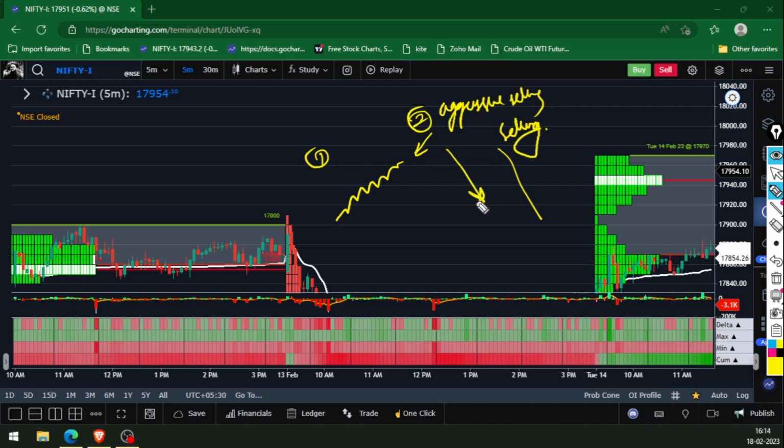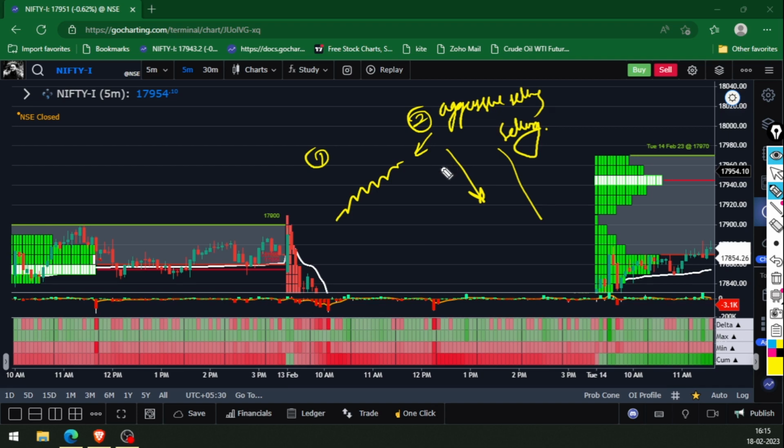I personally trade only these two; it is one of my favorite strategies that I follow and I also teach. Apart from this, if you know any strategy which will give you the most accurate entry, please let me know in the comments, and we are happy to learn about those new techniques also.